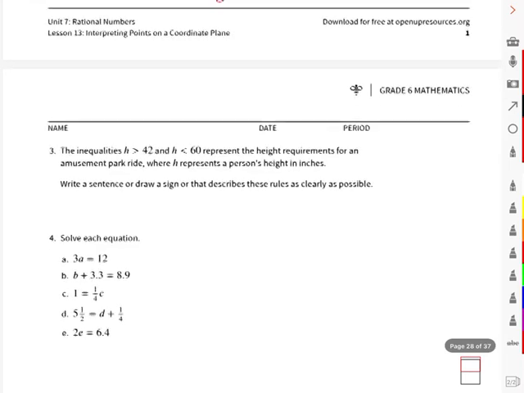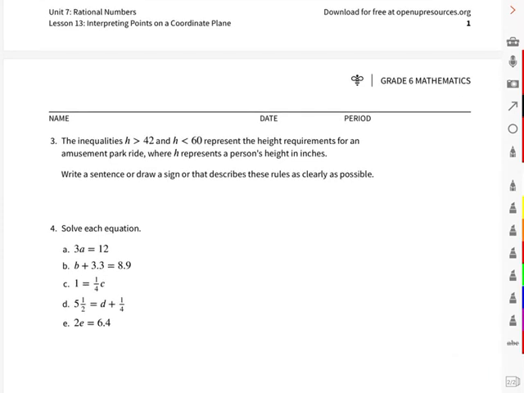Number 3, the inequalities h is greater than 42 and h is less than 60 represent the height requirements for an amusement park ride, where h represents a person's height in inches. Write a sentence or a sign, or draw a sign that describes these rules as clearly as possible.